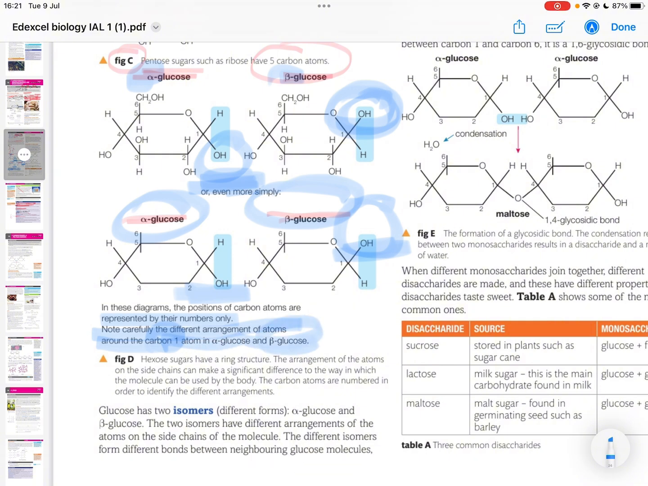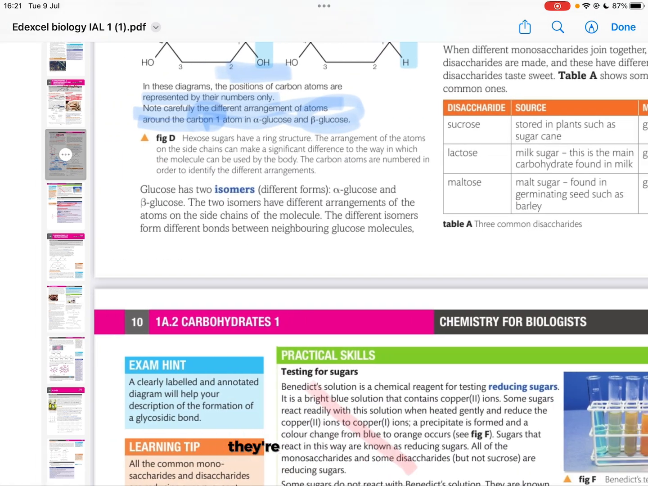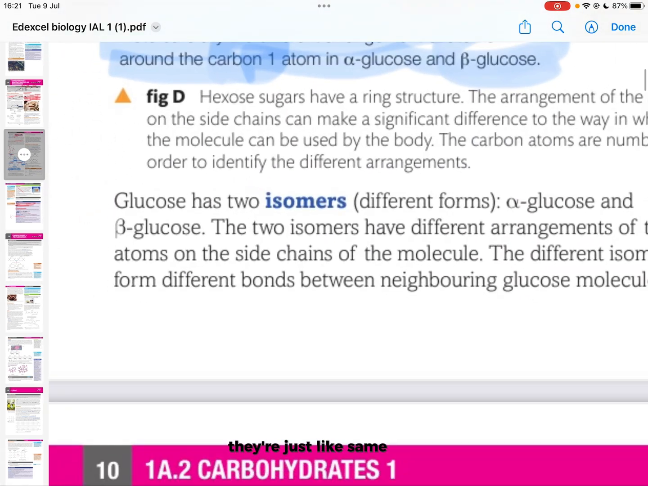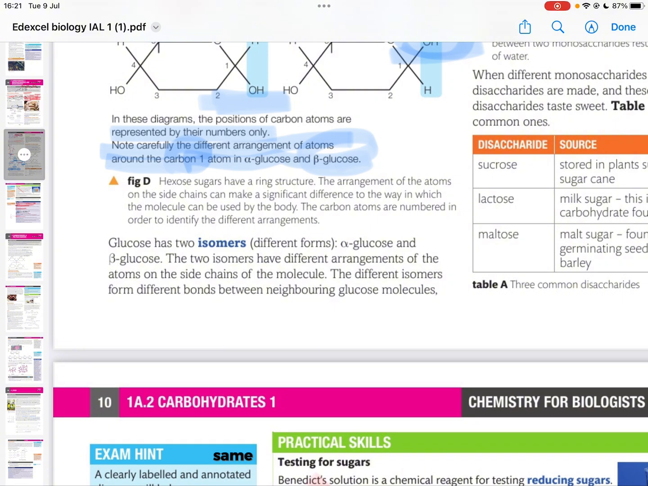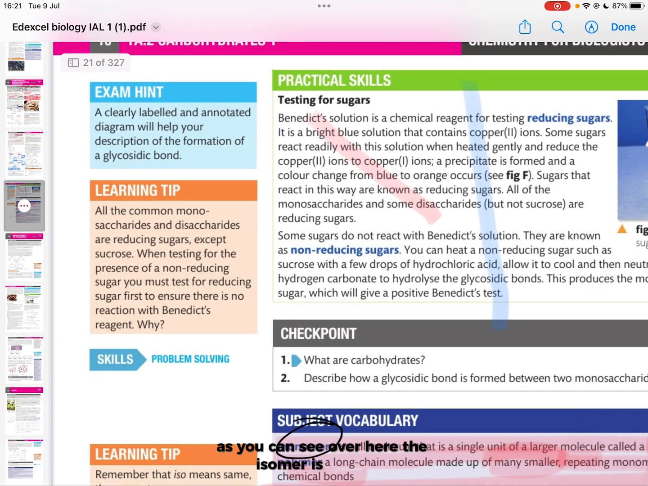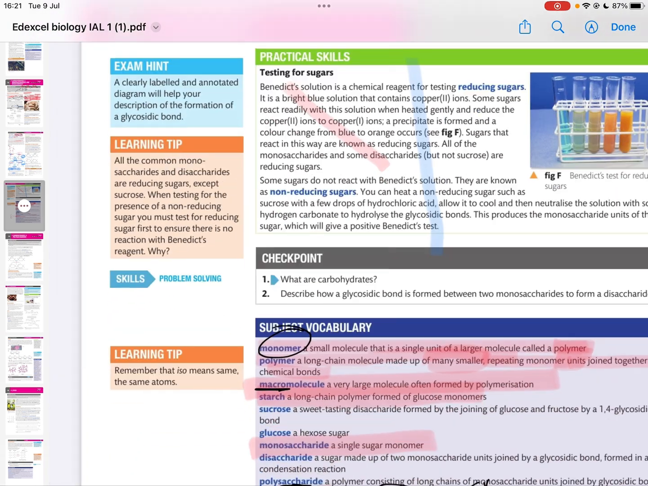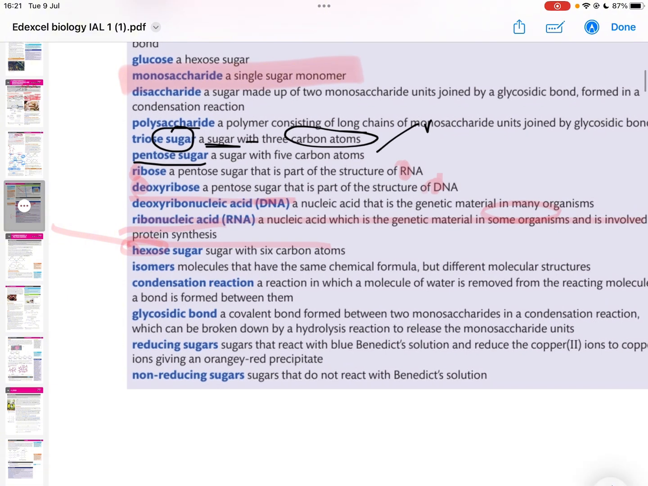So the glucose has two isomers, which are different forms. However, they're the same structure, same atoms, same substances, but different forms. So it's called isomers. As you can see over here, isomers are basically molecules that have the same chemical formula but different molecular structures.